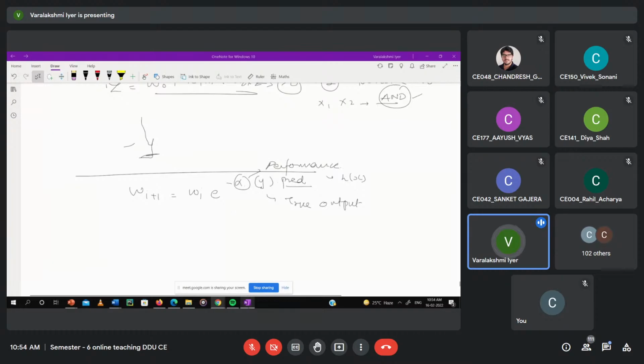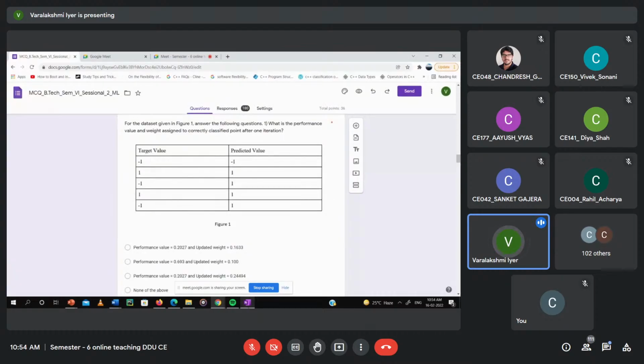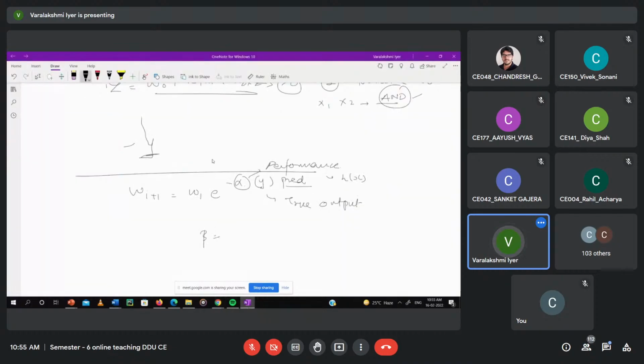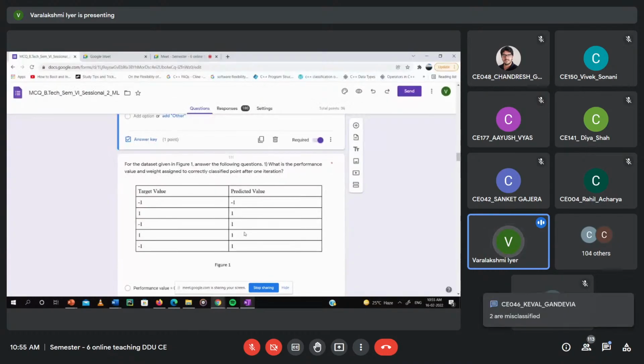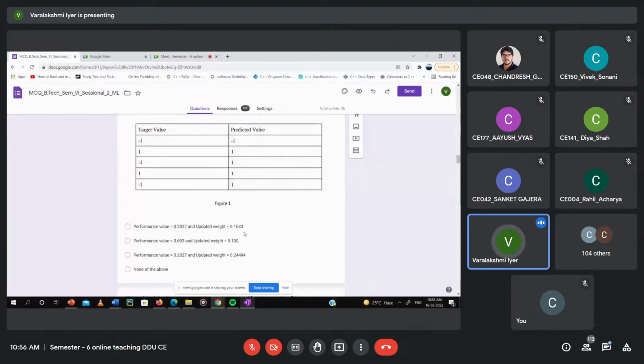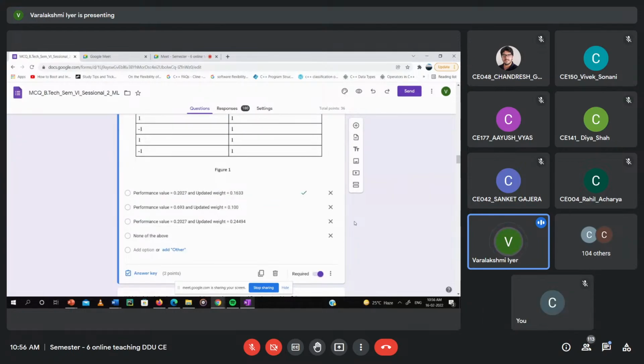So it is already provided here. Your data set is already provided here. Target value is here. Actual output here. Predicted through the model, after passing it through the model, the predicted value. And the performance formula is beta is equal to 1 upon 2 ln of 1 minus epsilon upon epsilon, where the error is the weighted sum of the weights of the misclassified data set. So it will be 0.2 plus 0.2, which will be 0.4. In that manner, you will be calculating the performance value, and then you will be calculating the updated weight. Okay, so answer A is the correct option.